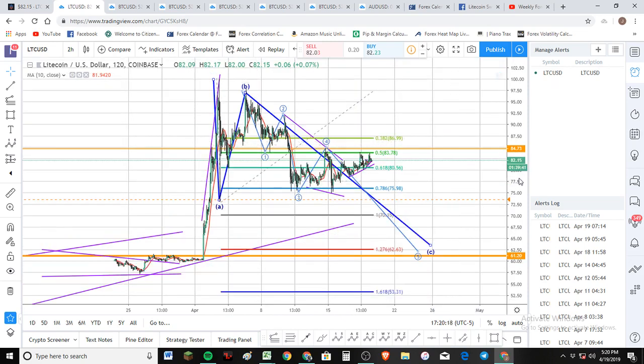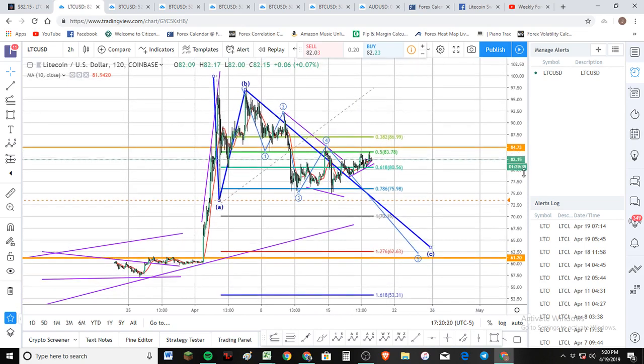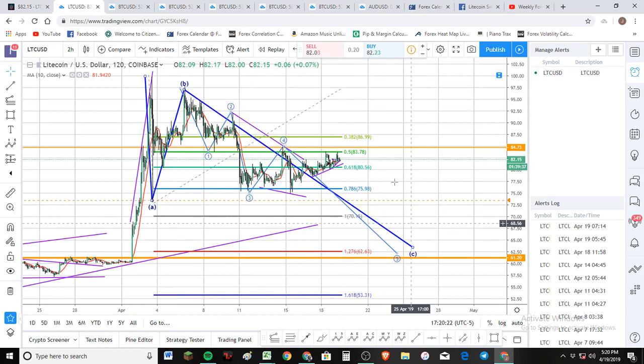But again, I don't have a magic 8 ball, and I'm not a genie. I don't know all things, but I'm using Elliott wave principles to make good predictions. So that is a likely scenario of what we're looking at here. I hope this helps you. This is what we're looking at.